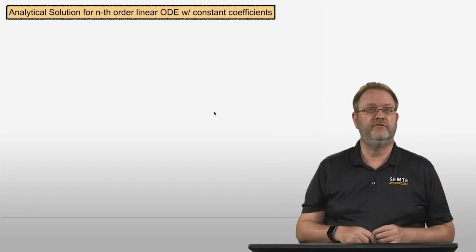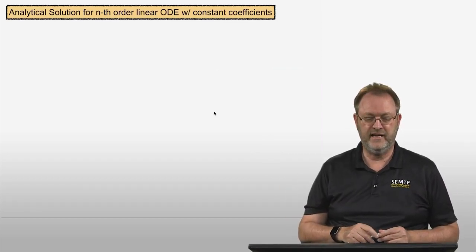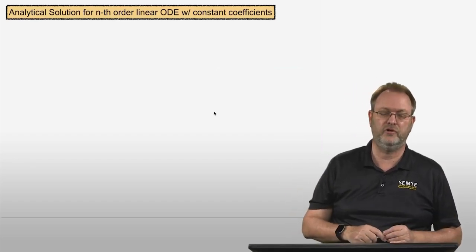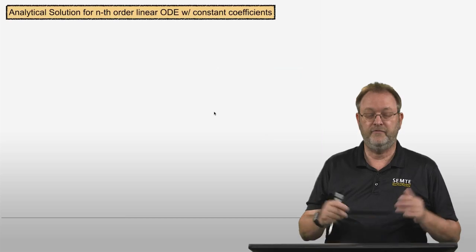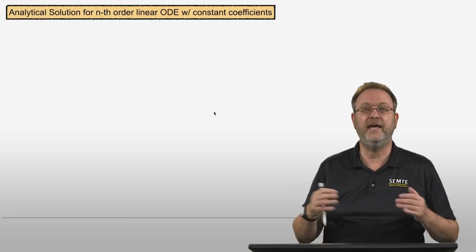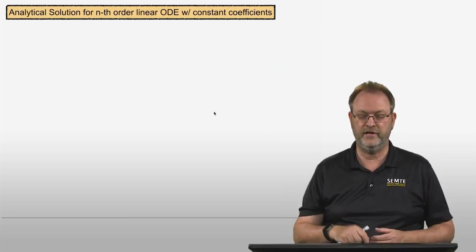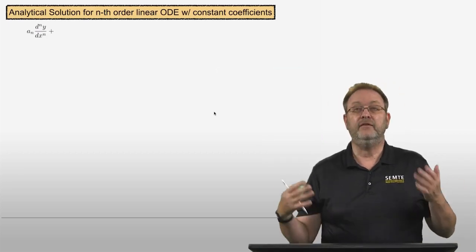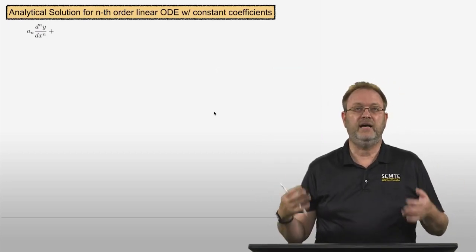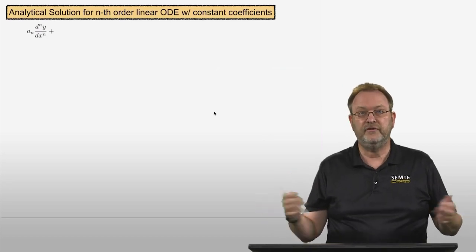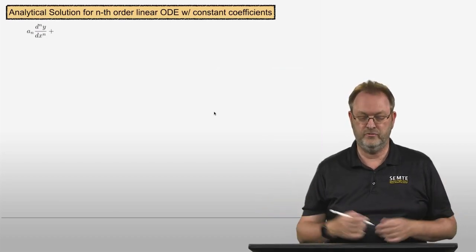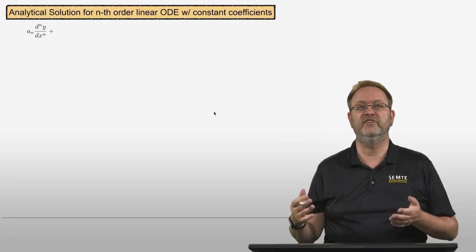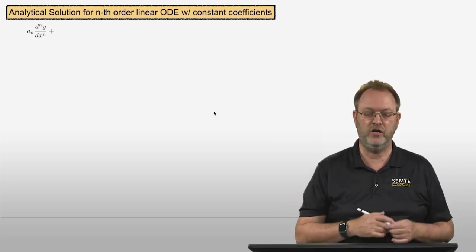There are other ways of finding analytical solutions, and one easy approach, for one particular class of ODEs, is finding analytical solutions for nth order linear ODEs with constant coefficients. So what does that mean? Nth order ODE means that the highest derivative in the ordinary differential equation is the nth derivative. And because of the constant coefficient, that derivative gets multiplied by a constant.